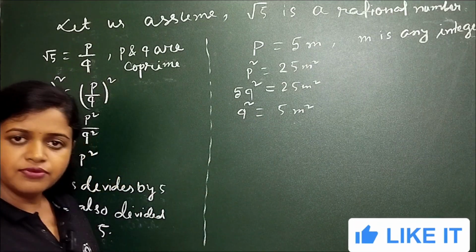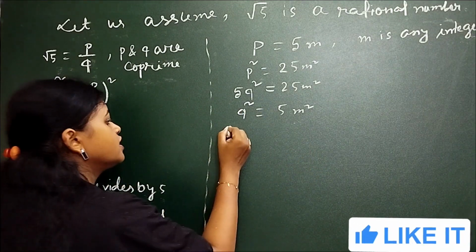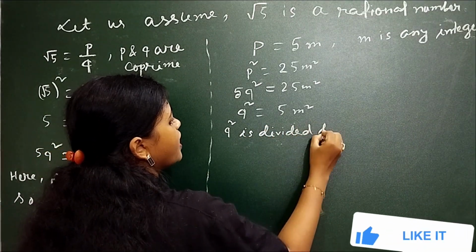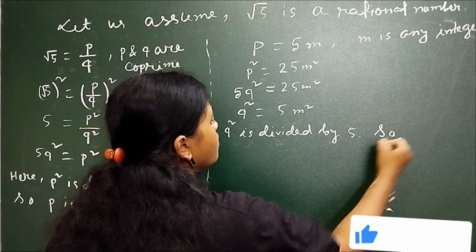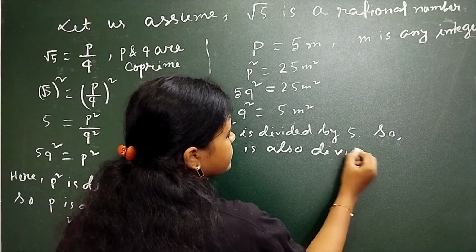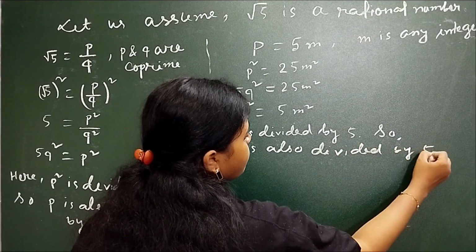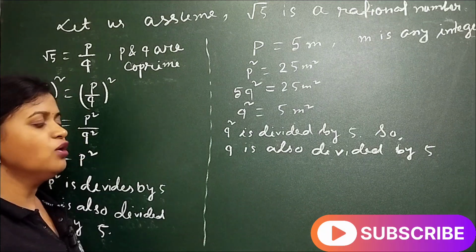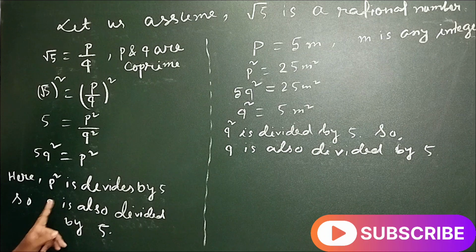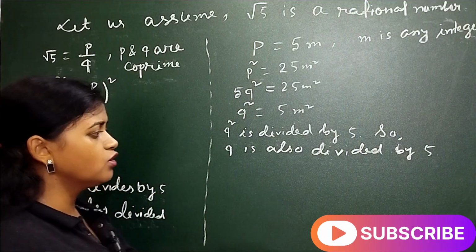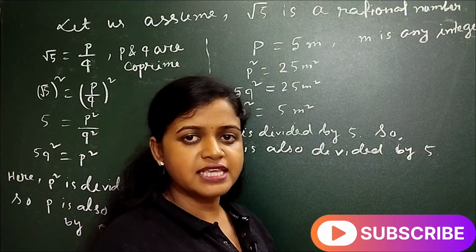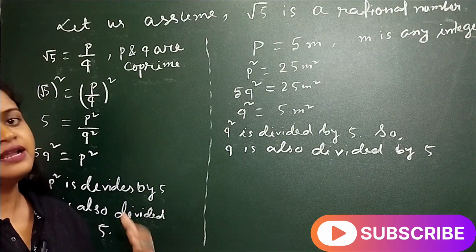Again we write the statement: q square is divided by 5, so q is also divided by 5. Am I clear? If q square is divisible by 5, then q is also divisible by 5. Here we wrote that p is divisible by 5, and here q is divisible by 5. This means you can say p and q have a common factor as 5.